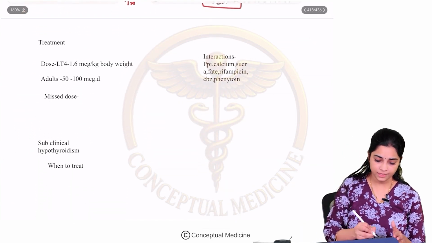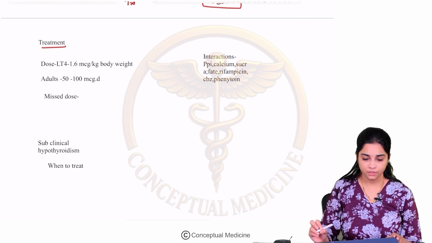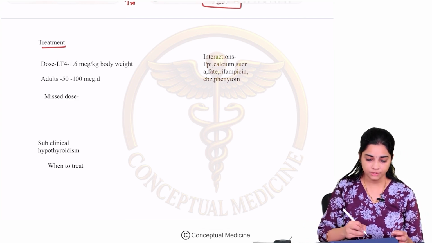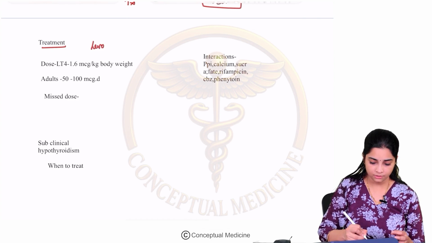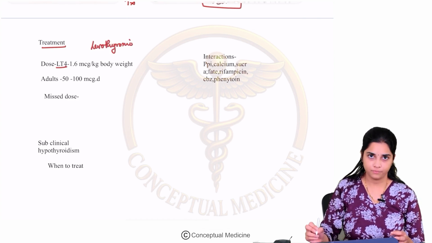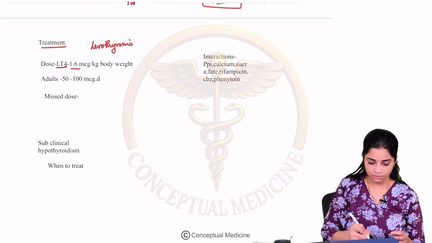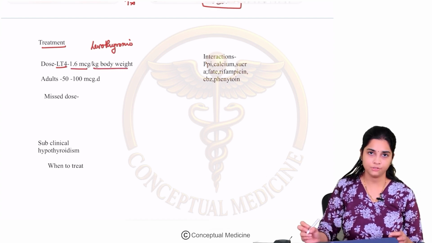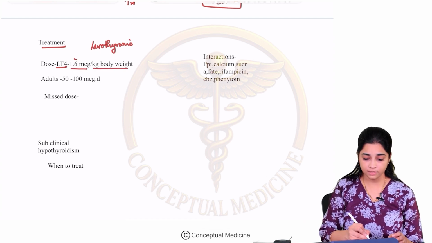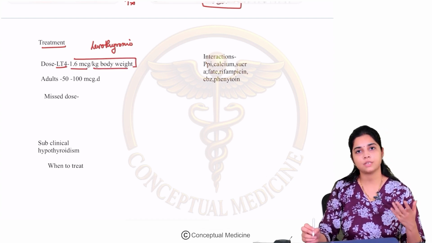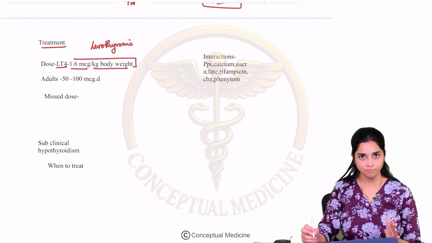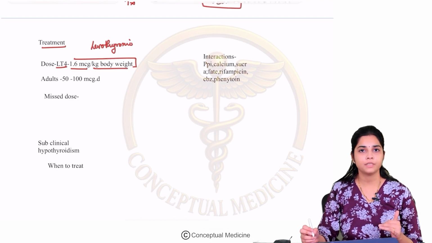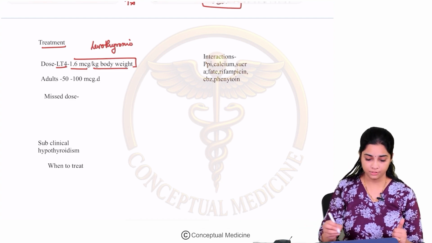So how do you treat hypothyroidism? You have to give replacement, right? What do you replace? You replace with levothyroxine, LT4. LT4 is given at a dose of 1.6 microgram per kg body weight. Remember the dose, it is weight based. It's not that we just start them on 50 microgram, 100 microgram. No, you start them on a weight based dose of 1.6 microgram per kg body weight.